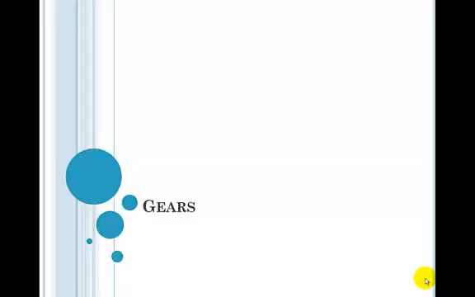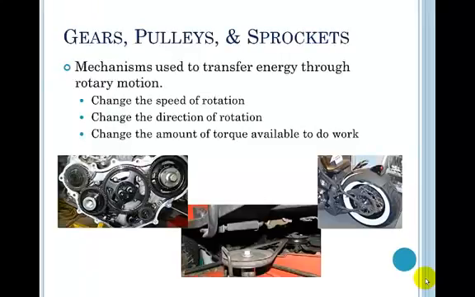Alright, so let's talk about gears. Gears, pulleys, and sprockets are all mechanisms used to transfer energy by rotational motion or rotary motion. So we can use these kinds of systems to change the speed of rotation, the direction of rotation, and to change the amount of torque available to do work.